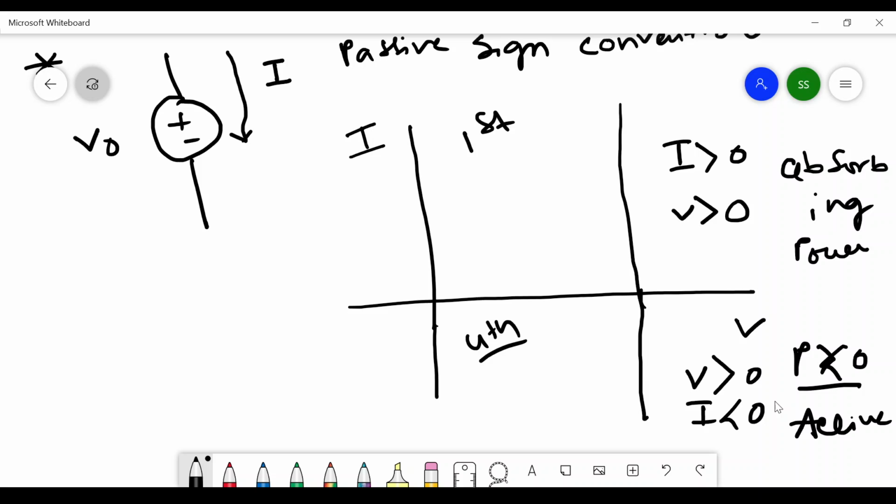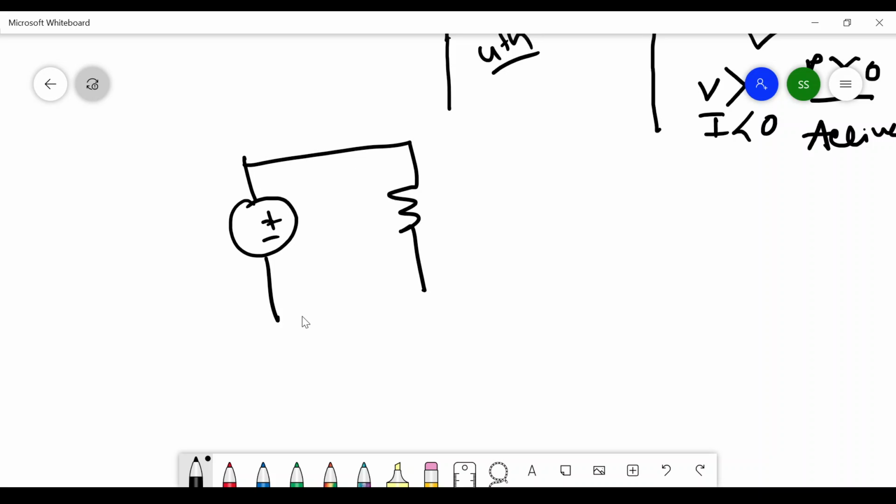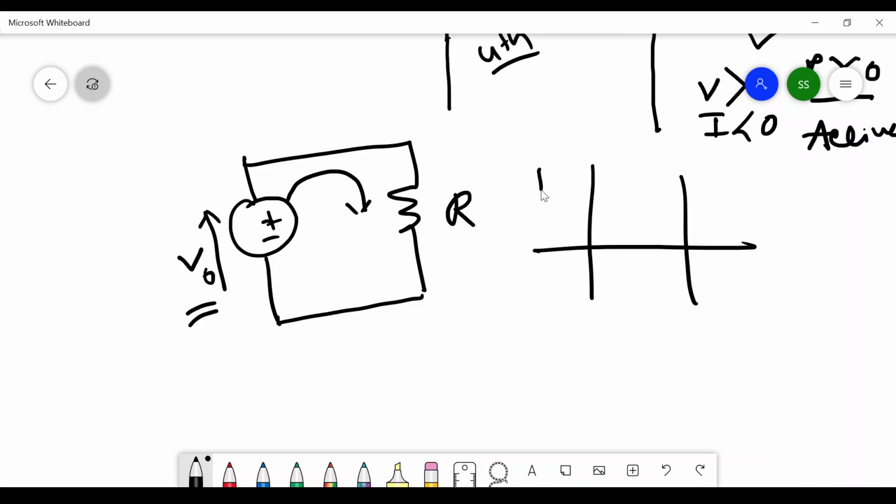So now let's see why this is happening, why this voltage source is absorbing power. Let us draw the voltage source again here. So let's say a series resistance is connected here. This voltage source will act as an active element when it delivers power to the resistance. Obviously, when the current direction is this, that means the VI point is falling in this particular zone.